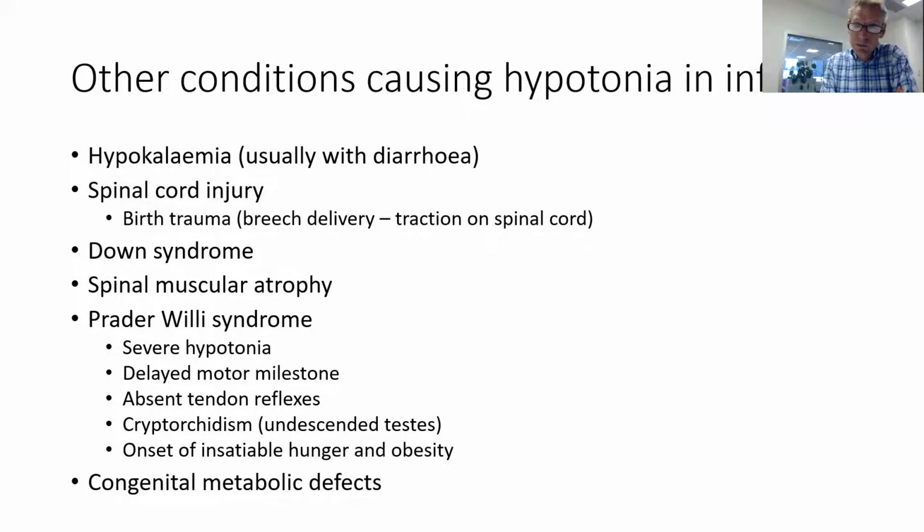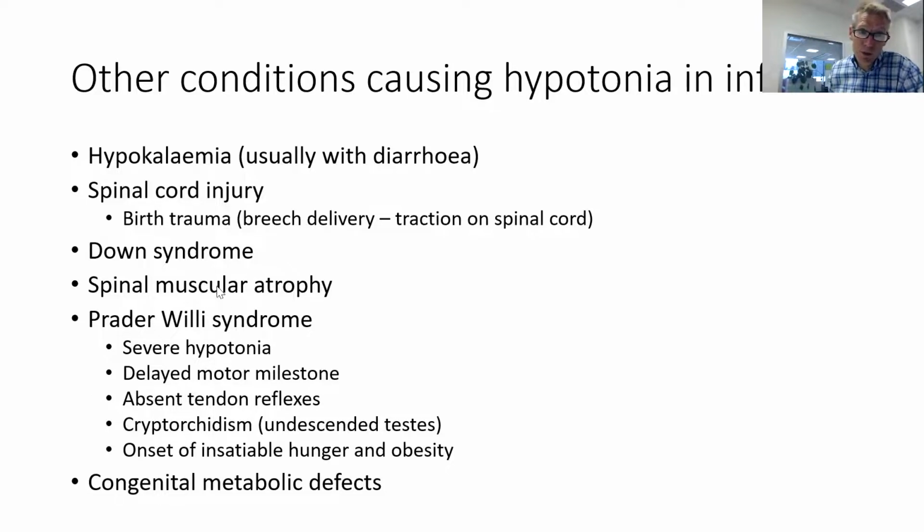They might come in with a potassium of 1 or 1.5, and they're very floppy infants, and you correct their potassium and rehydrate them, and suddenly their hypotonia resolves. So if you see a baby with diarrhea and floppiness, then think about hypokalemia. If you see a baby with floppiness and constipation, then think about botulism.